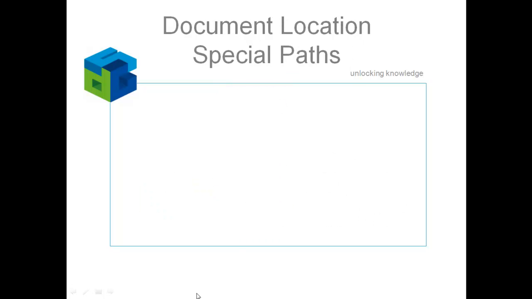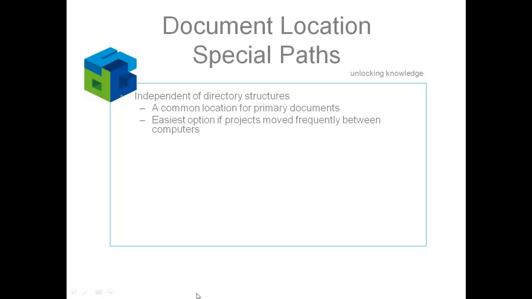Now, there are two special paths that ATLAS.ti uses, which I recommend you use one of, because that way you won't have to worry about losing the paths of your data, or losing your data in ATLAS.ti. Both of them are independent of directory structures, so if you're going to move your project from one computer to another, you don't have to worry that your second computer has a different directory structure than your first computer if you use one of these special paths.